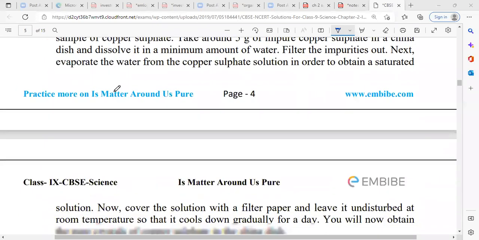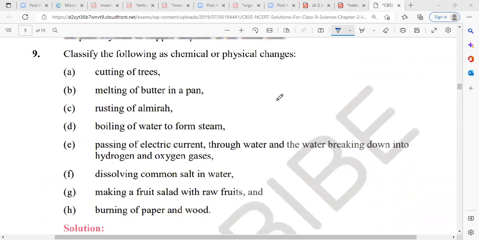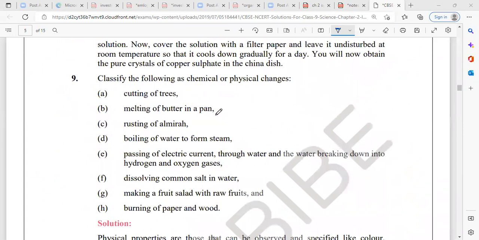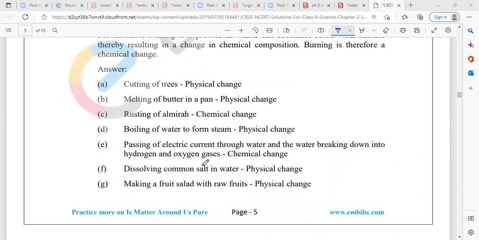Okay. Now, classify the following as chemical and physical changes. Very, very important question. Over here: cutting of trees, melting of butter in a pan, rusting of an almirah, boiling of water to form steam, passing of electric current. Okay, so these are the answers.